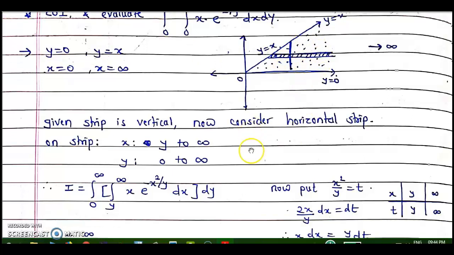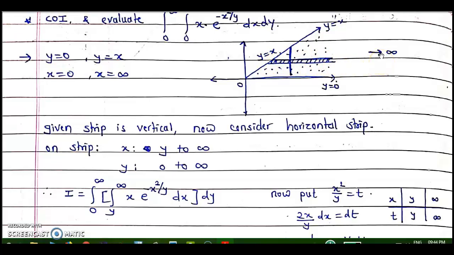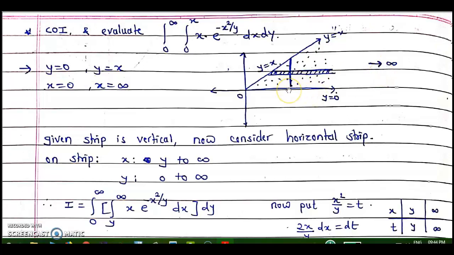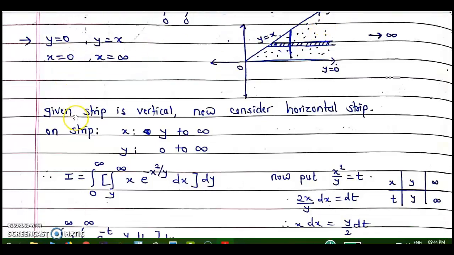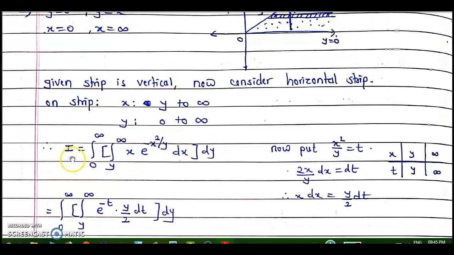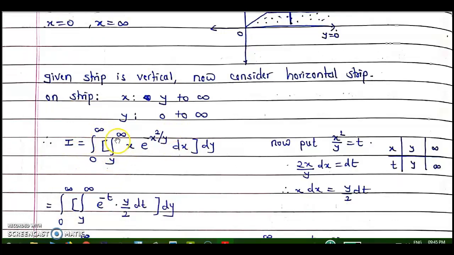Now the horizontal strip starts from the y equal to x line, but there is no upper limit. There is no end to this region. That's why it goes to infinity. Similarly, y is varying from the x-axis where y is 0, and the topmost point of this region is, since this region is unbounded, there is no topmost point. It is towards infinity. Therefore, new limits for x are y to infinity on the strip, and limits for y are 0 to infinity. So if we write the integral, we get 0 to infinity, y to infinity, first for x and then y.